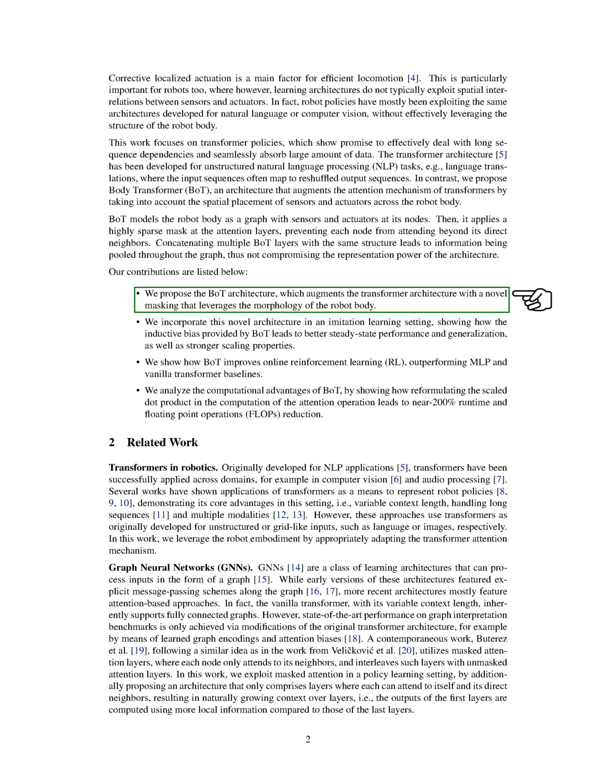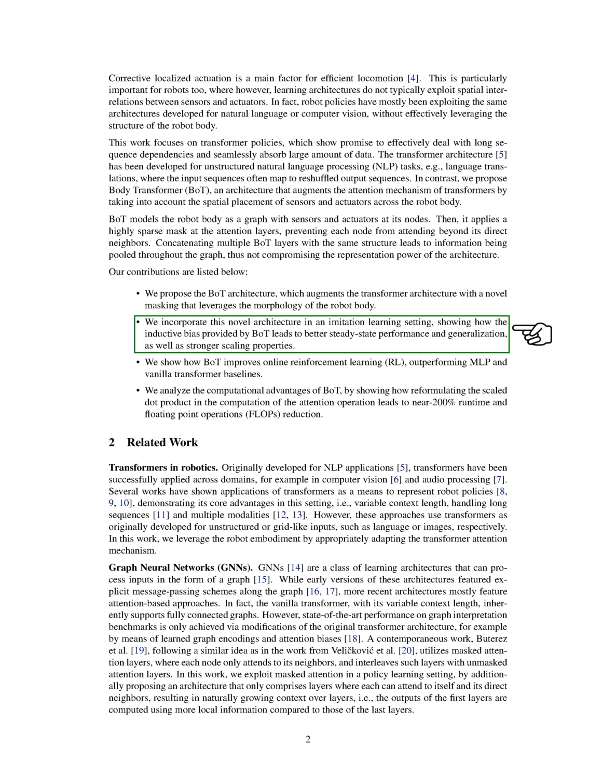Our contributions include the introduction of the BOT architecture, which integrates a new masking technique that reflects the robot's physical structure. We demonstrate how this architecture improves performance in imitation learning, leading to better stability and generalization, as well as enhanced scaling capabilities. Additionally, we show that BOT enhances online reinforcement learning, outperforming traditional multilayer perceptron and standard transformer models. We also analyze the computational benefits of BOT, revealing that our reformulation of the attention operation can significantly reduce runtime and computational load.